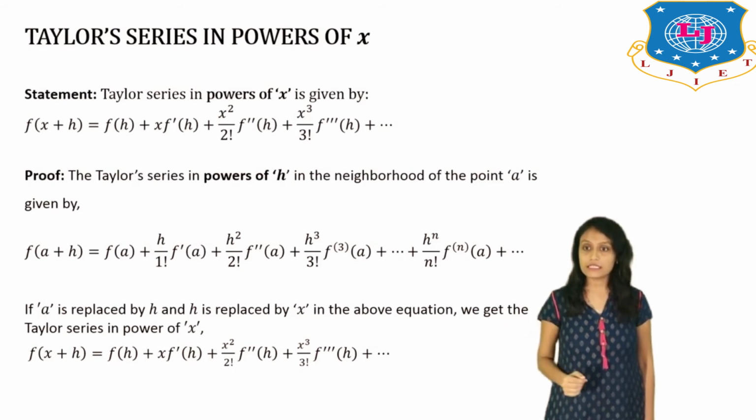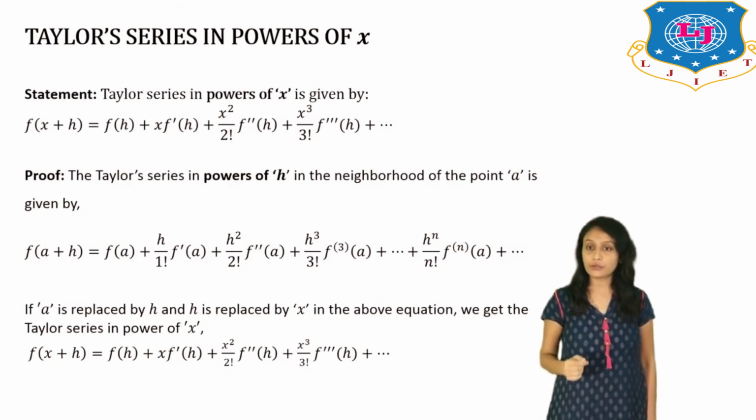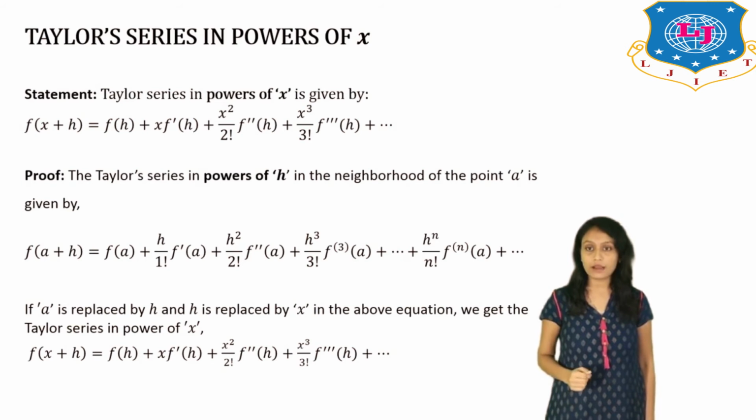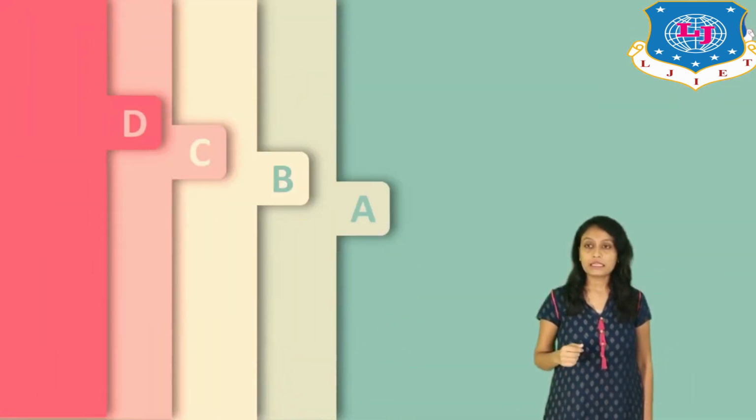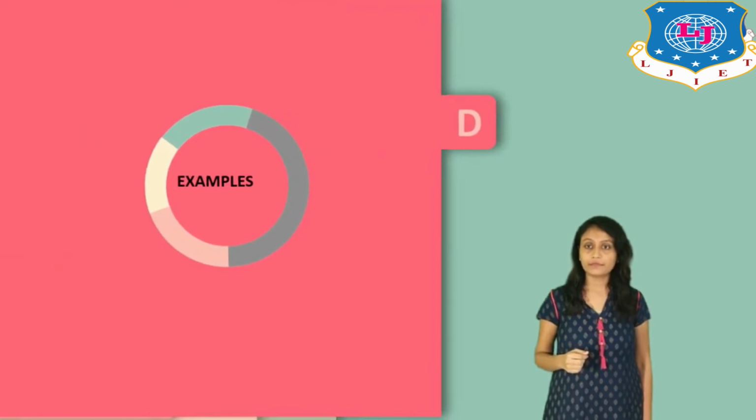So f(x+h) will be f(h) + x f'(h) + (x²/2!) f''(h) and so on. What we have done is just replace a by h and h by x to get the answer in powers of x. So whenever you have to solve an example in powers of x, you have to apply this formula. Now let's see its example.